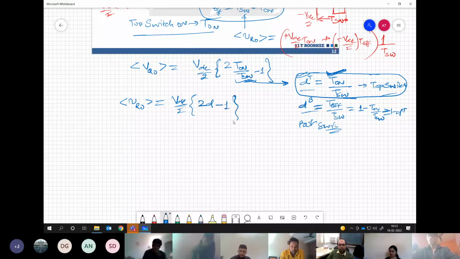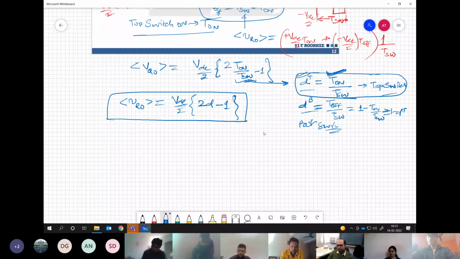Now, this is what I have as the expression for the average pole voltage when I have a variable which is the duty ratio, which means I have the flexibility to turn on and turn off my top switch and bottom switch at my wish. Now, what is the maximum value of duty ratio? 1. The switch may be on for the entire TSW. What could be the minimum value of duty ratio? 0. The switch may be off for the entire duration.